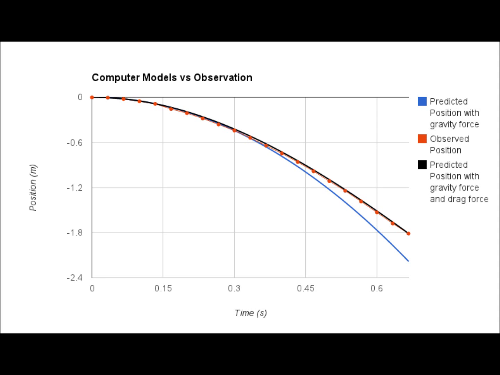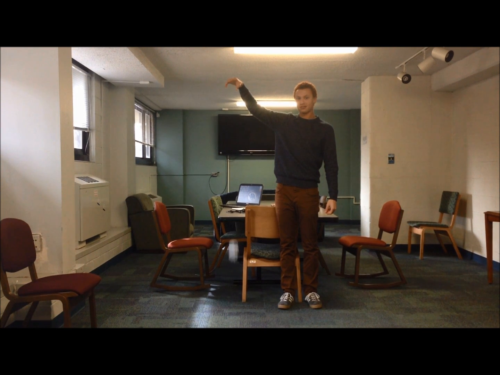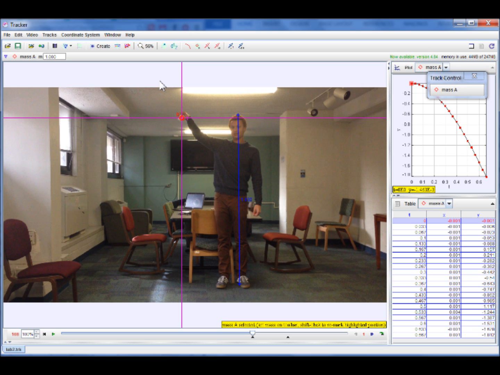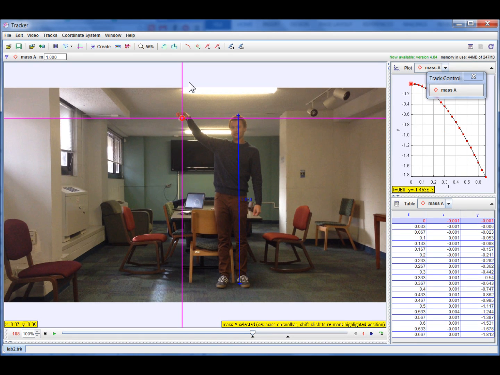To set up my experiment, I recorded a video of myself dropping a piece of paper from rest and uploaded it into Tracker. The coordinate axis was placed so that the paper was at the origin and falling in the negative y direction. After tracking the object in motion, a graph was obtained from the data.